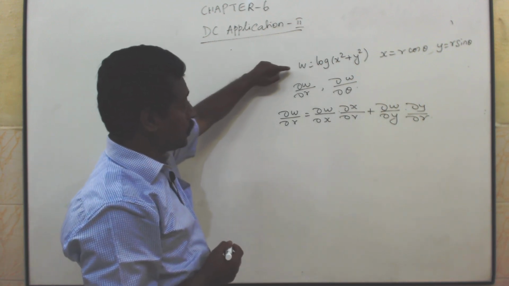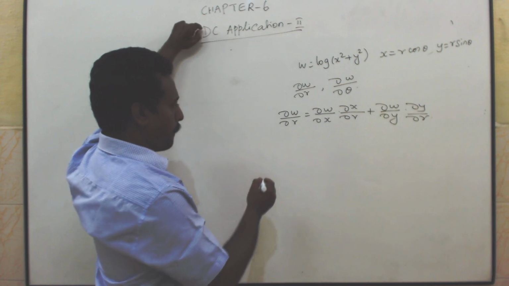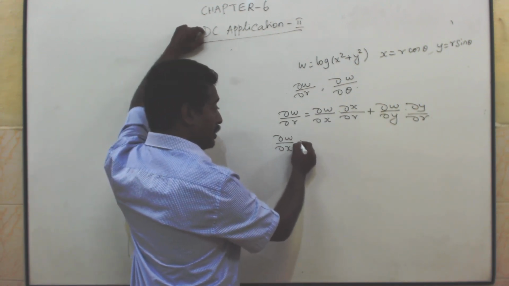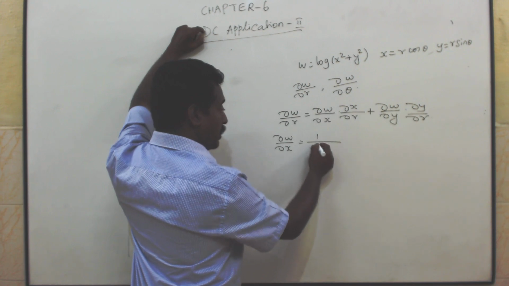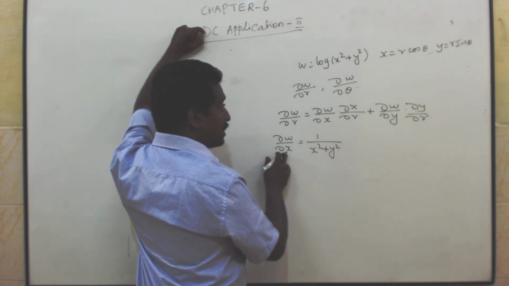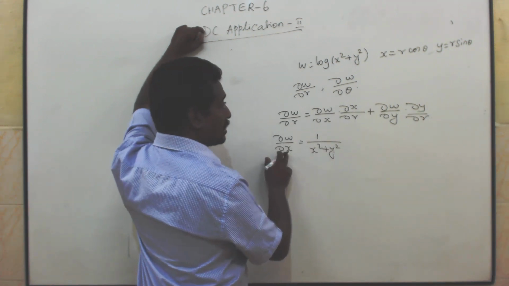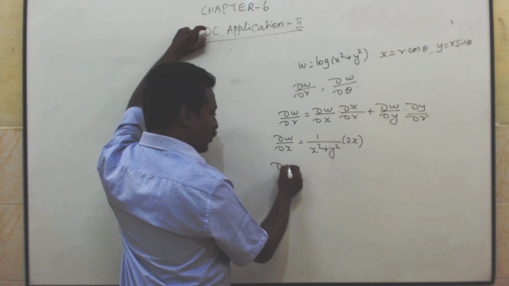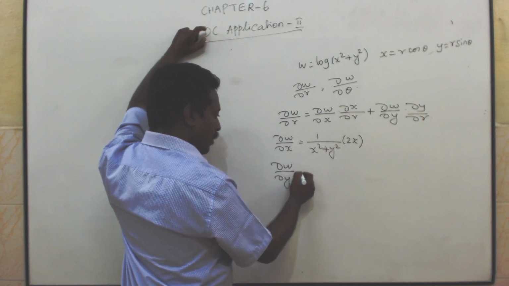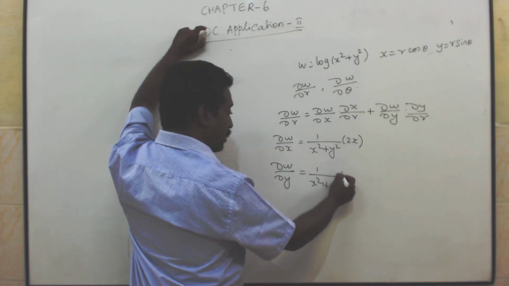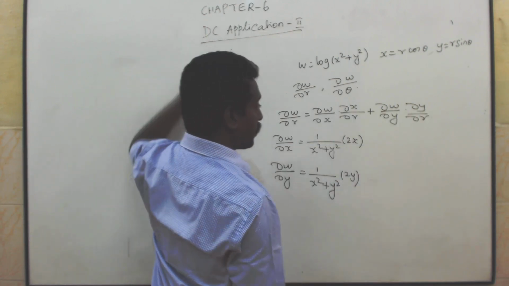What is ∂w/∂x? w is log of x square plus y square, so ∂w/∂x is 1 by x square plus y square. Differentiation of x square with respect to x is 2x. Same way, ∂w/∂y is 1 by x square plus y square into 2y.